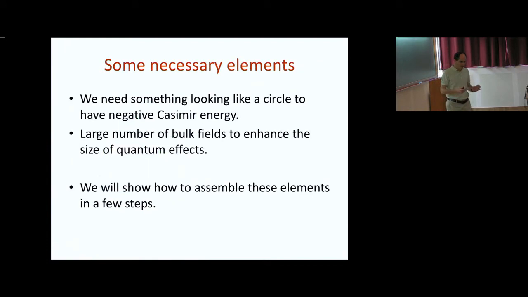So in order to construct the solution, we'll need some elements. We'll need something looking like a circle so that we have negative energy. And we also will need a large number of bulk fields in order to make sure that we can balance classical effects against quantum effects, and so that the calculation is under control. When you want to balance classical against quantum, you need some good reason to be able to do this. The classical effects have to be particularly small, and the quantum effects have to be particularly large so that you can really balance the two. And so we'll assemble these elements in a few steps.